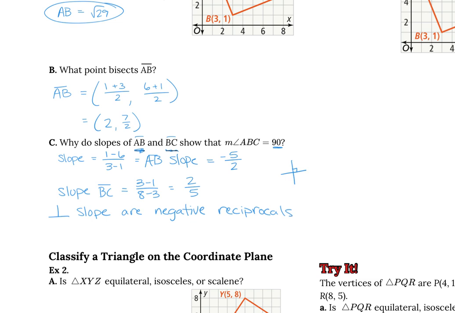Okay, so negative reciprocal, that means that if I have a -5 halves, the negative reciprocal of that, we flip it to get us 2/5, and because it's already negative, the negative of a negative is a positive. So these two are negative reciprocals, so yes, this forms a 90 degree.